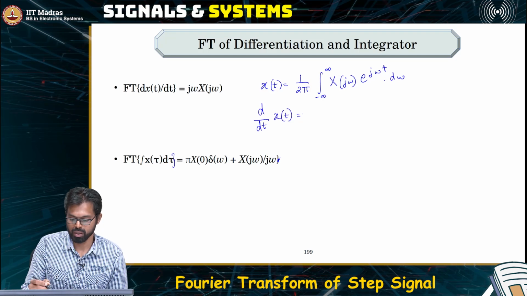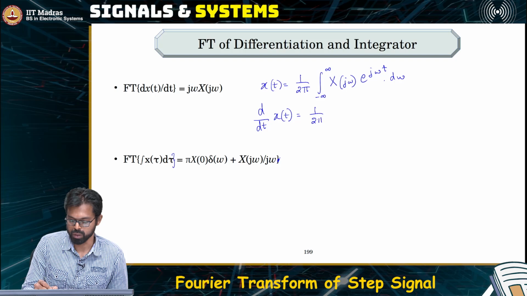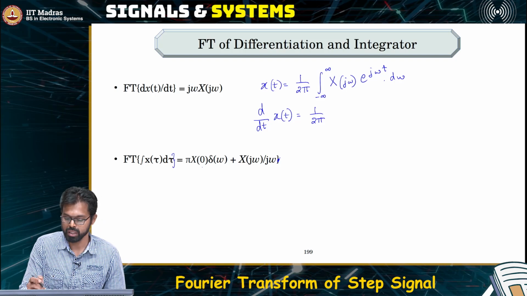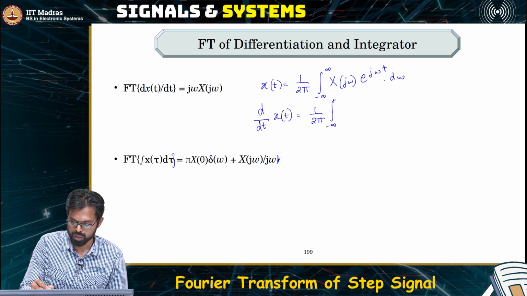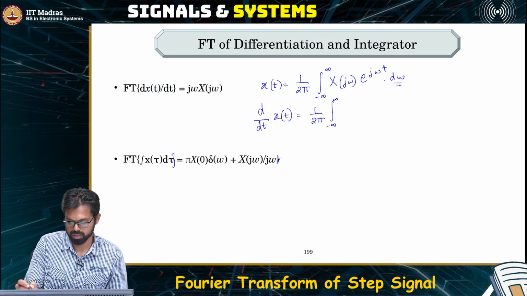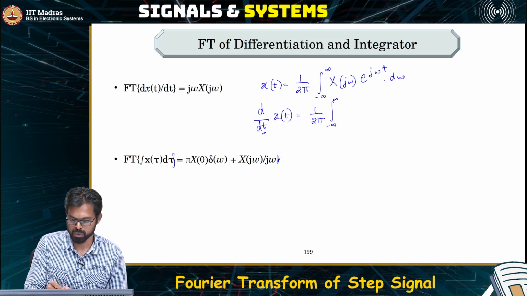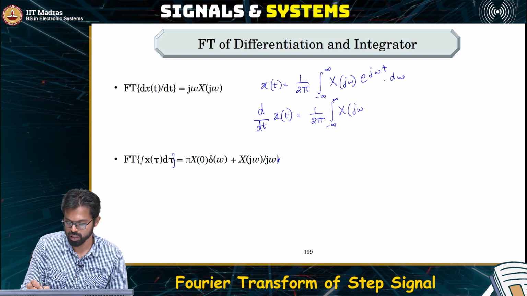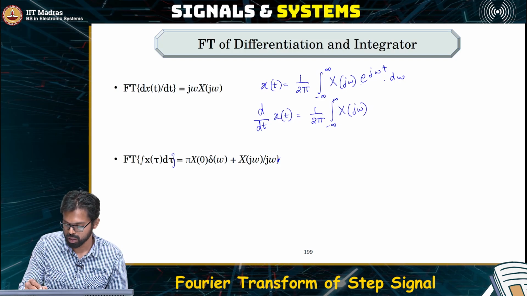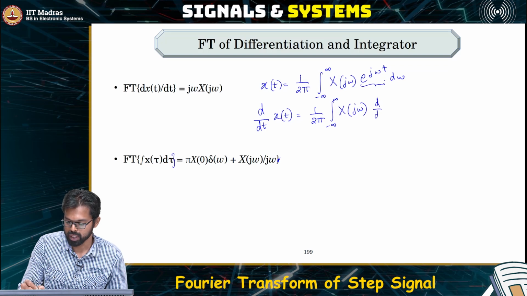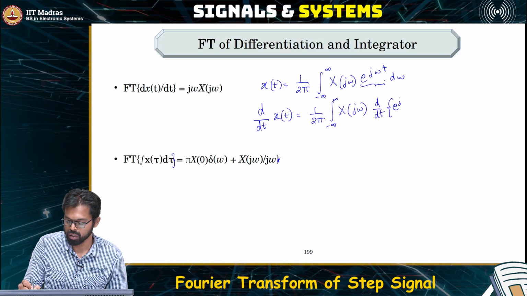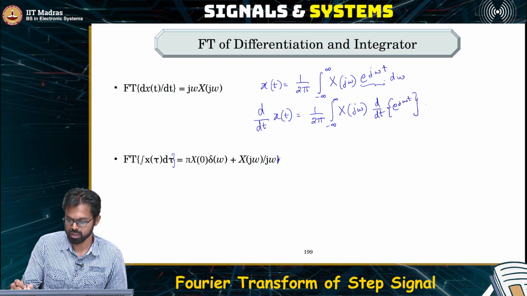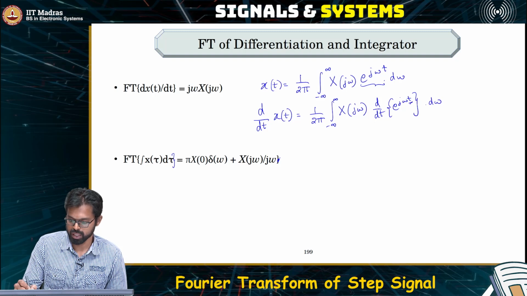If you take the derivative, you have 1 by 2 pi. Now we'll take the derivative inside, because this integration is anyway only in terms of omega, but the derivative is in terms of t, so we can take the derivative inside. If you take the derivative inside, you get d by dt of this phasor, because the t term exists only here.